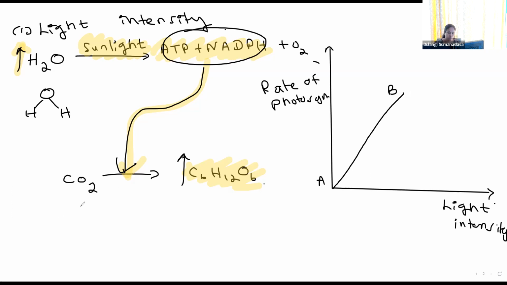So you have to know how to explain why the rate of photosynthesis is going to increase from A to B, right? How? The higher the light intensity, the higher the number of water molecules we're going to split, producing a higher number of ATP and NADPH required to produce more glucose.